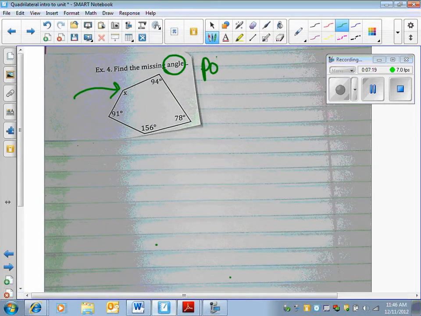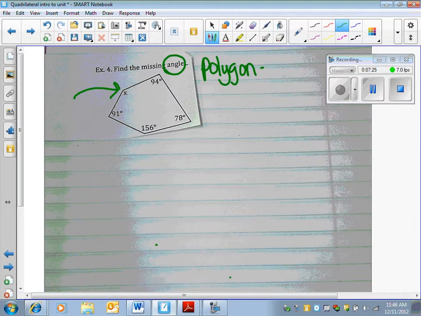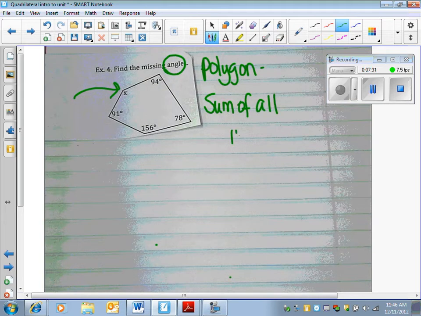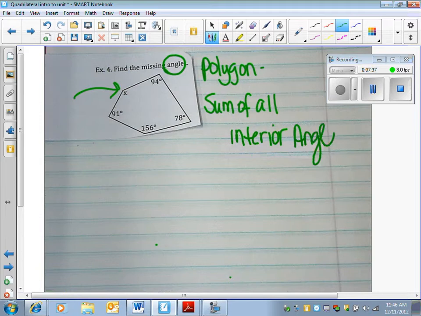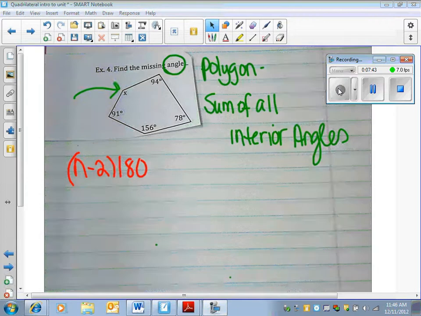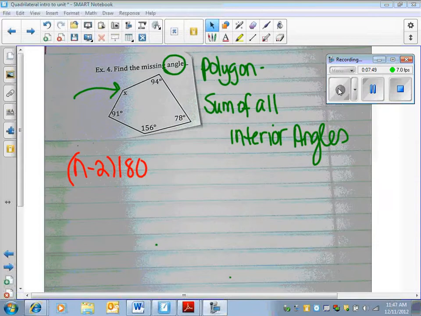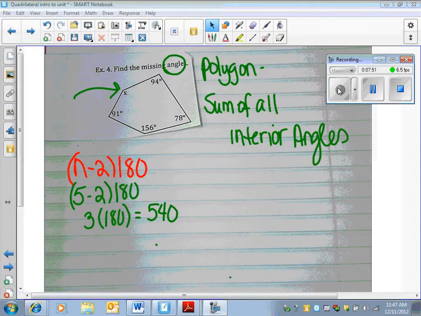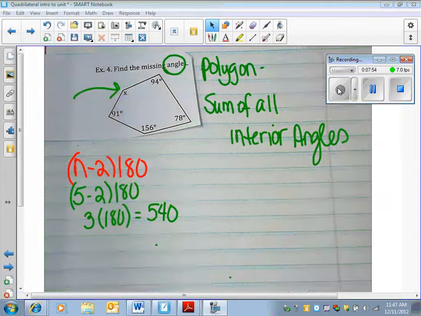Okay, so that will be this one. First of all, when I look at this, I do see a polygon. What do I know about polygons? Well, I know that I can find the sum of all the interior angles. That will be found by my famous formula, the quantity n minus 2 times 180. That'll give me all the angles. So that's always your first step. Find out what n is. Once I plugged in my n, I get 3 times 180 is 540.